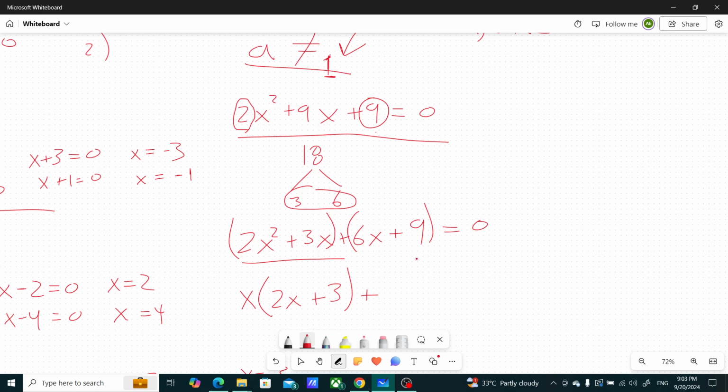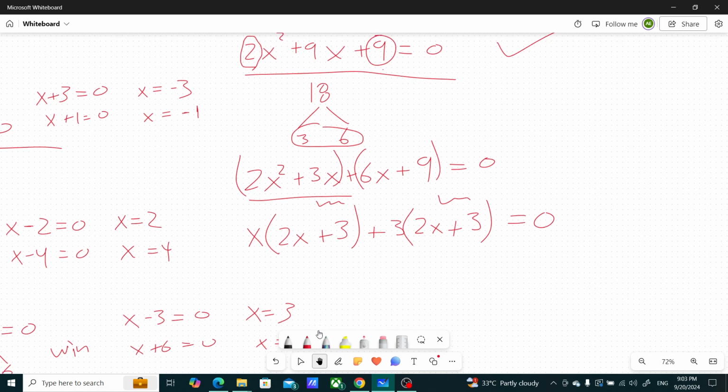In the second bracket, what can I take out common? I can take out a 3. Taking out a 3 means dividing every term by 3. So 6x divided by 3 is 2x, plus 9 divided by 3 is 3. Since this is factorizable, I will find that this bracket and this bracket are the same. So I will take this bracket out as common, 2x plus 3. I will divide this whole term by 2x plus 3 and this whole term by 2x plus 3.